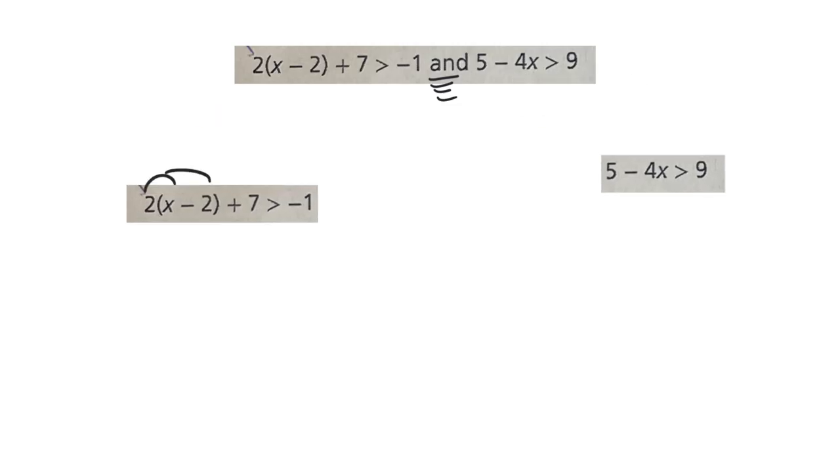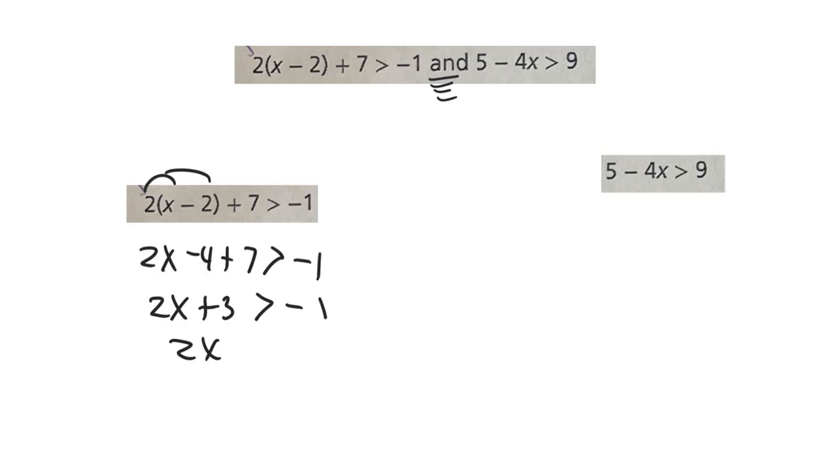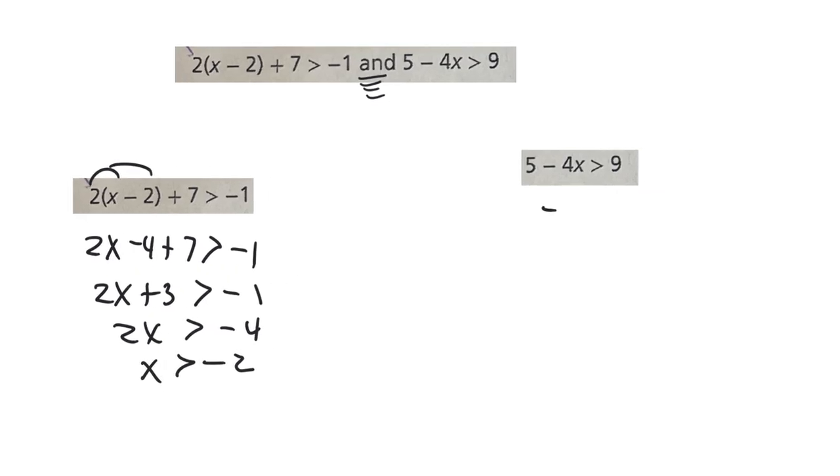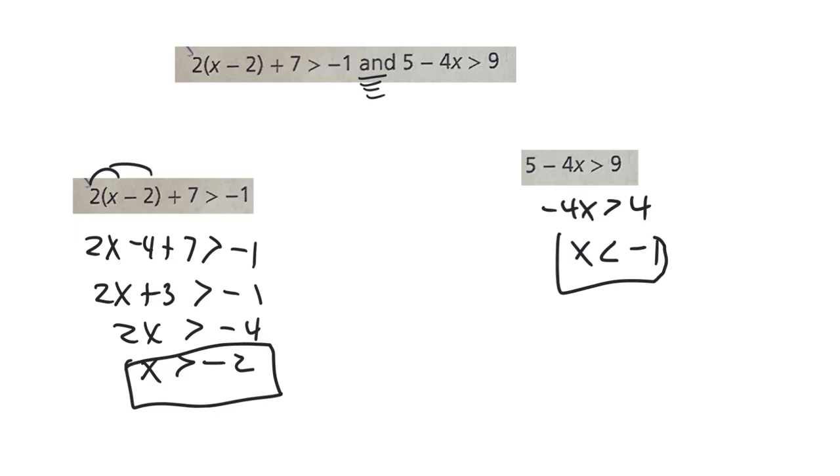So distribute: 2x minus 4 plus 7 greater than -1. Combining like terms gives us this. Subtracting 3 from both sides gives us this, and dividing both sides by 2 gives us that. Over here, subtracting 5 from both sides gives us that. Dividing both sides by 4 switches the inequality and then gives us -1. So we have that, and we have that, and we have the word "and."